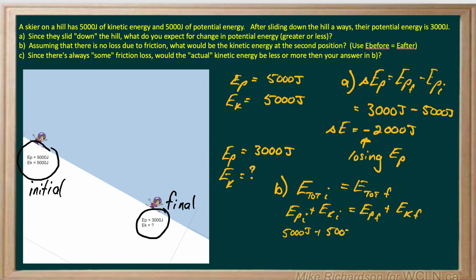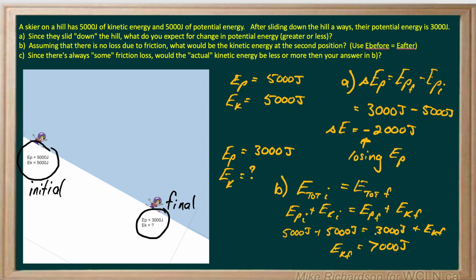And if we quickly work it out, we had 5,000 joules of potential and 5,000 joules of kinetic before. And at the final location, he had 3,000 joules of potential, and I've got to figure out how much kinetic. Very simple math. If I've got 10,000 joules on the left, I need 10,000 joules on the right. So my kinetic energy must have increased to 7,000 joules. Which makes sense. If he's falling in the absence of friction, he would be picking up speed, which means your kinetic energy is getting larger.